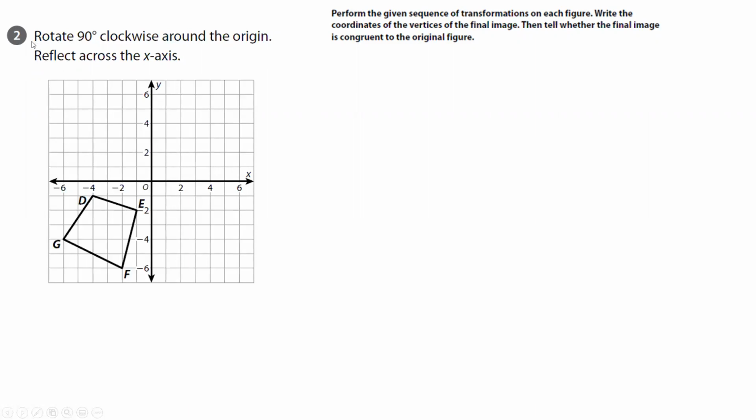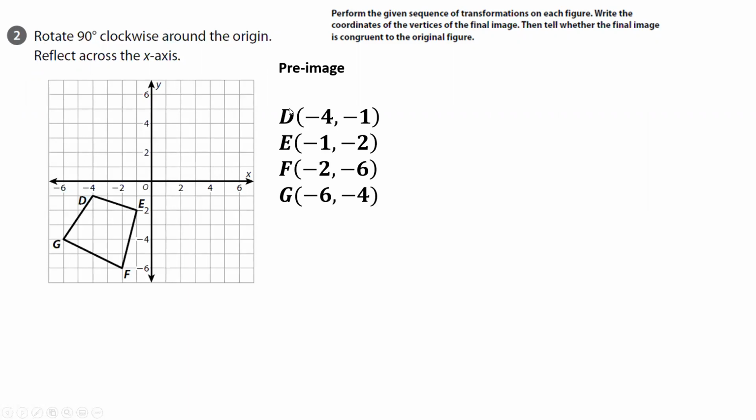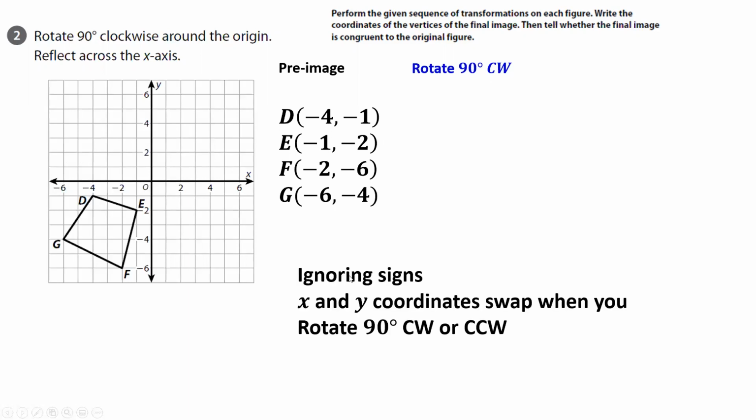Before I do any of the transformations, I like to pinpoint where my original points are, where my pre-image lies. So these are my ordered pairs for D, E, F, and G. The reason I'm going to do that is it's going to help me rotate. So now that I have my original points, I'm going to rotate this 90 degrees clockwise. To rotate 90 degrees clockwise, the first thing you want to do is ignore your signs. So forget about the negative signs. Let's just write them all down as positive numbers for now.